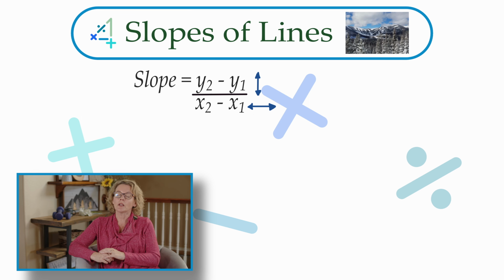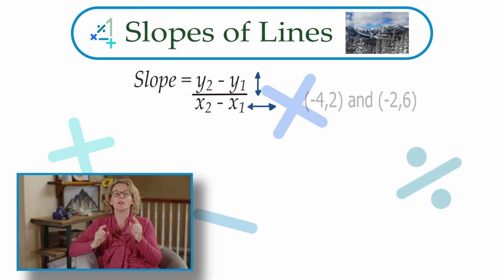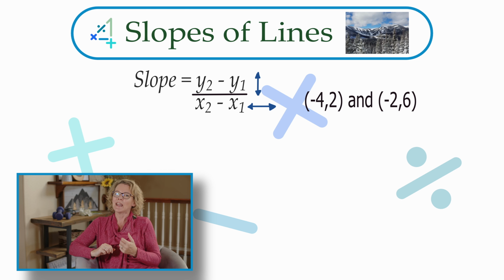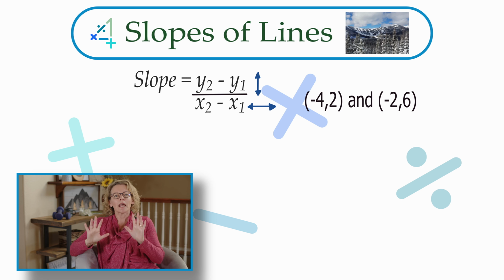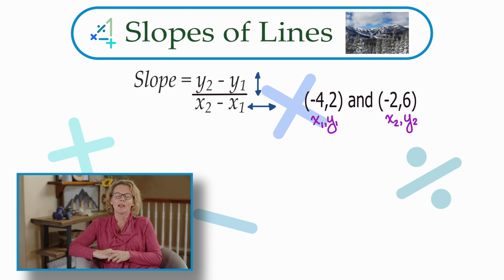Let's use the formula as we figure out the slope between these 2 points, (-4, 2) and (-2, 6). Label one point, point number 1, as x1, y1, and the other point, point 2, as x2, y2. It really doesn't matter which points are 1 and 2. Here's what I mean by labeling them. We can just put these on the bottom like I did.